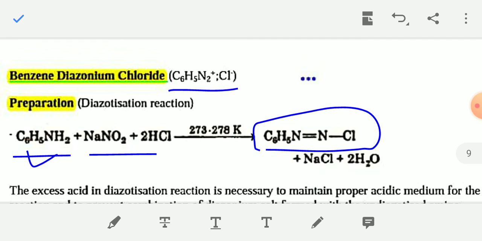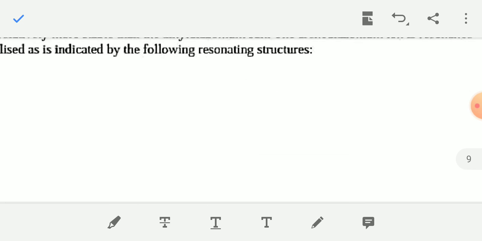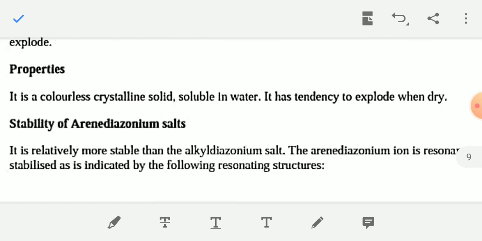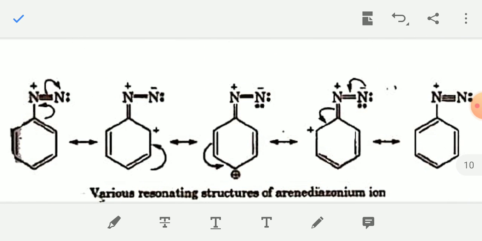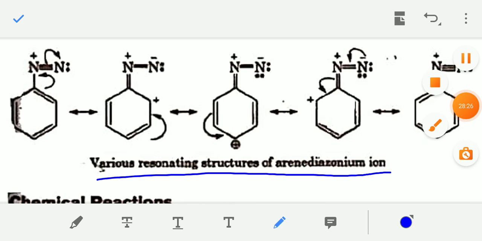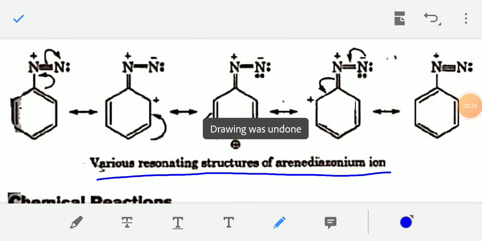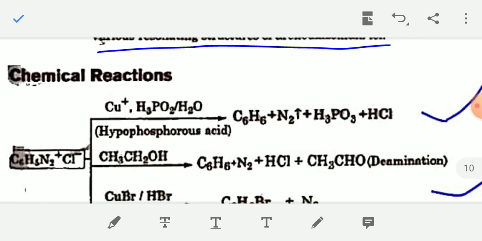Okay, and you have to read about the properties and chemical properties of benzene diazonium chloride. Benzene diazonium chloride is actually a stable compound due to resonance. Here the resonance structure of benzene diazonium chloride is shown, and benzene diazonium chloride is a resonance stabilized aromatic compound. Okay, and you have to read about the chemical properties of benzene diazonium chloride.